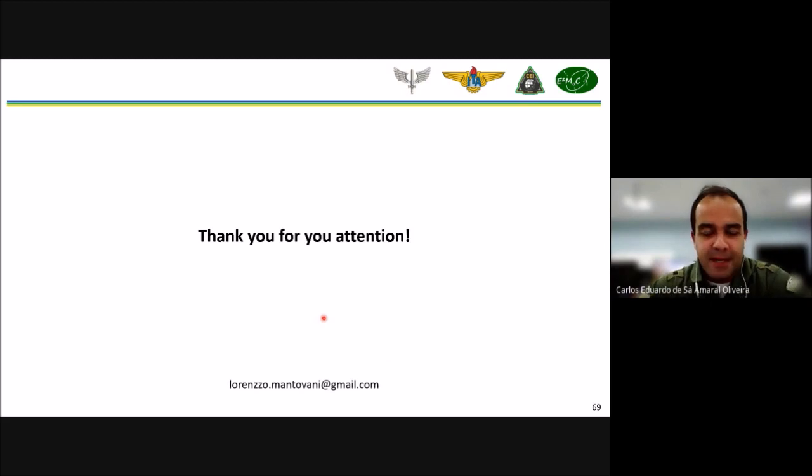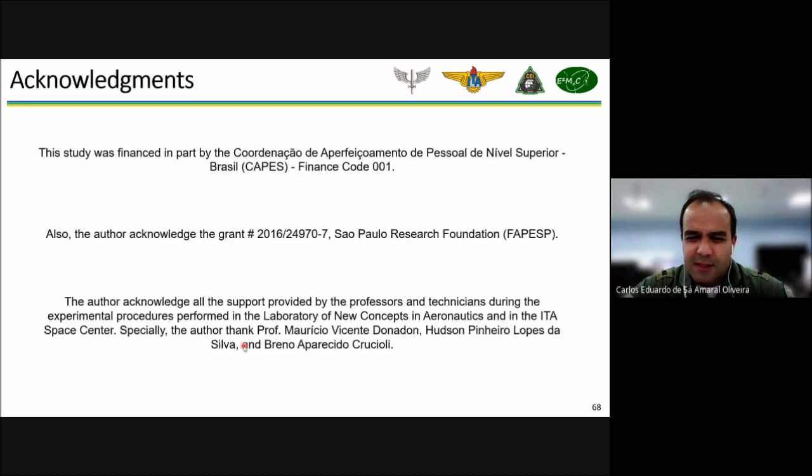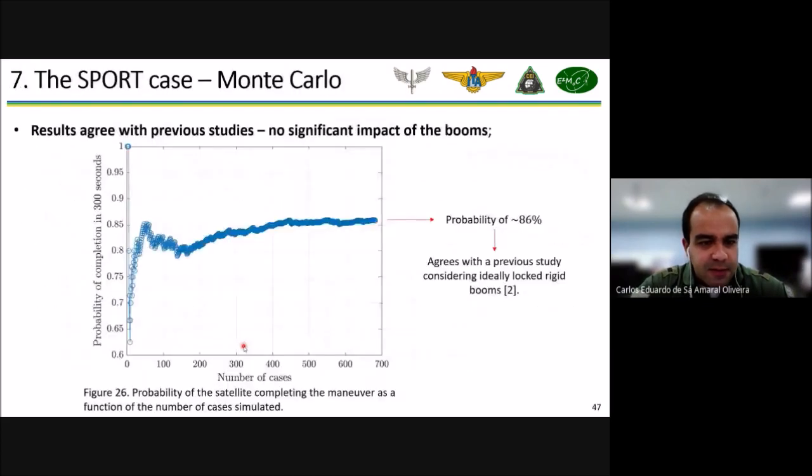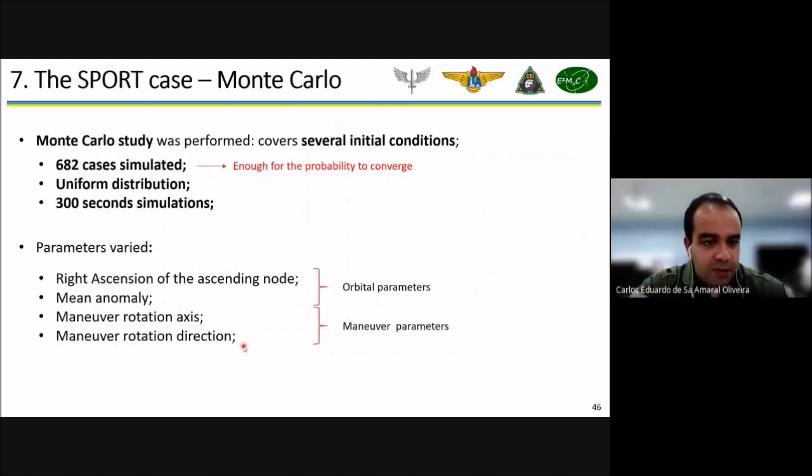Pô, legal. E a outra coisa que eu ia te perguntar também, no slide 46, você colocou alguns parâmetros que você tinha variado. Acho que era a longitude do nó ascendente, se eu não me engano. Nas simulações. Aqui. Isso.